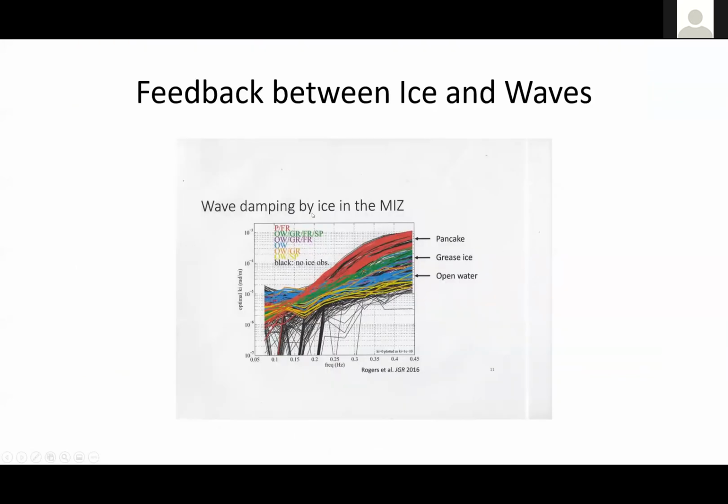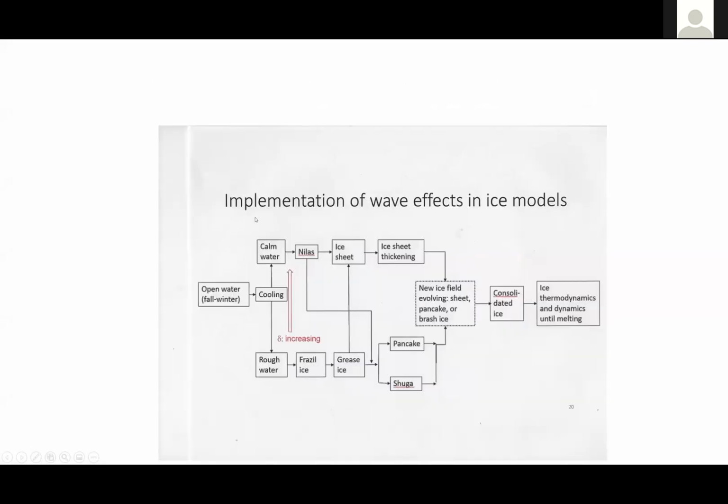So wave damping by ice in the marginal ice zone gives you the feedback between the ice and the waves. So we see that there's enhanced pancake wave attenuation, less so with grease ice and even less with open water. So how do we implement this in ice models?